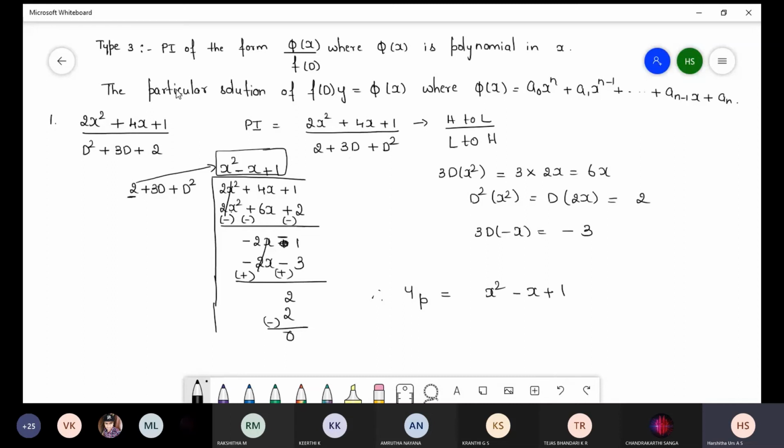That 3 into d of x square means the first differentiation of x square is 2x. 2 into 3, 6, so this is the 6x. Next, d square into the third term, x square. So double differentiation: the first differentiation of x square is 2x. Write one more differentiation as it is.